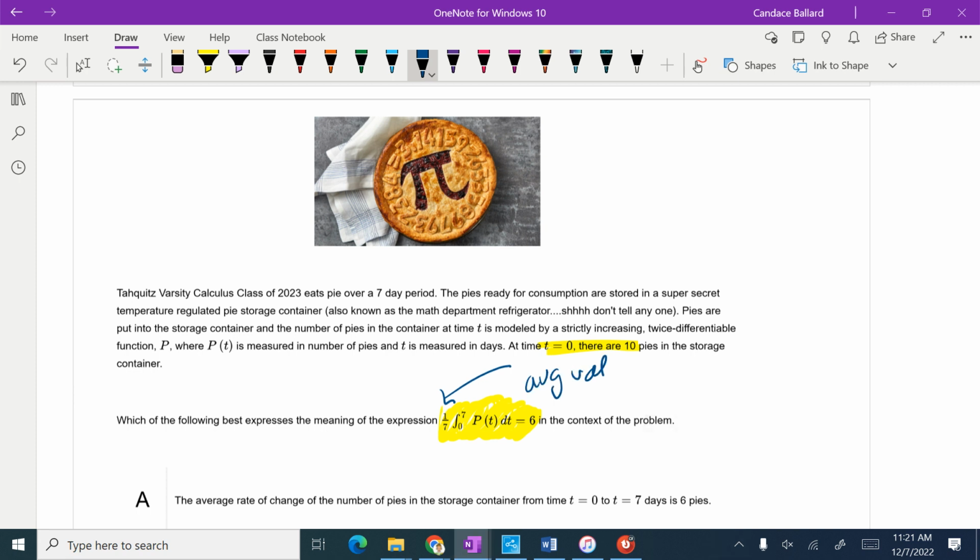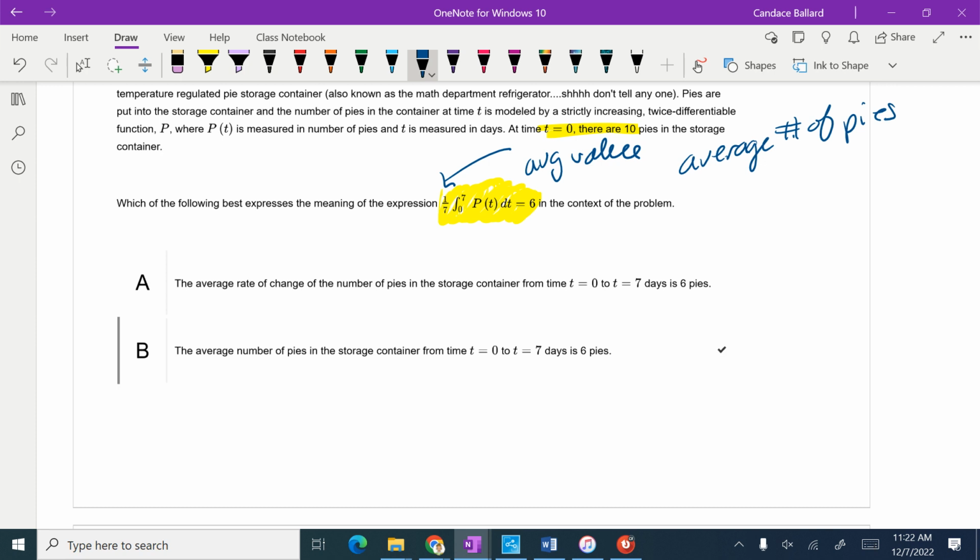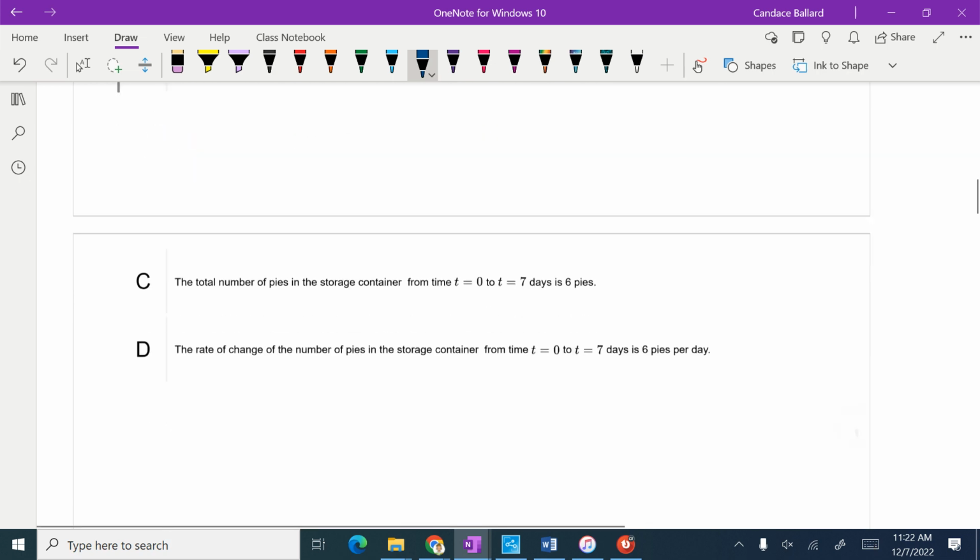That's average value. So when we're talking about average value, it should say something about anything but rate of change and the word average after it. So probably average number of pies is what we're looking for. So let's see what happens. All right, in A it says average rate of change. That's automatically out because we know it's not average value. Okay. This one says average number of pies. So I'm going to keep that in. Let's see what else we got.